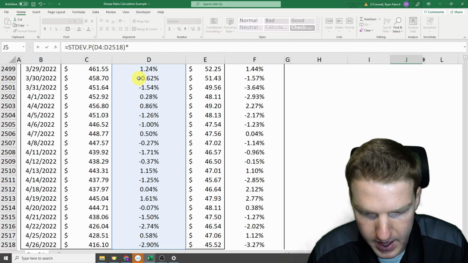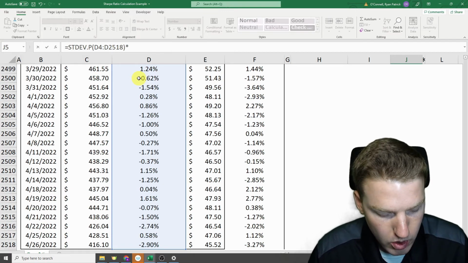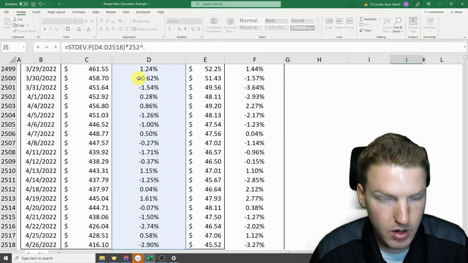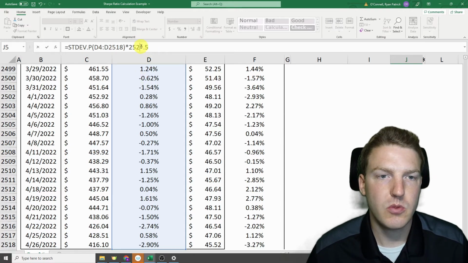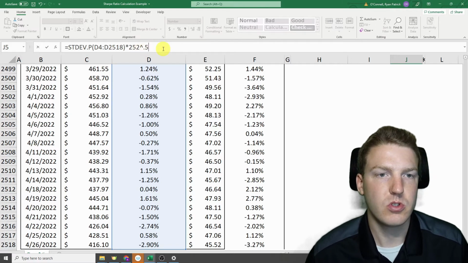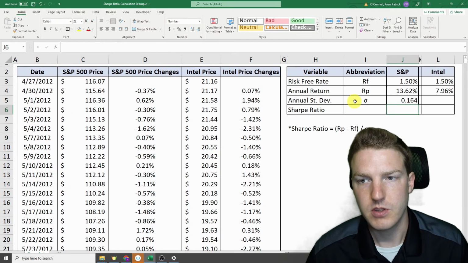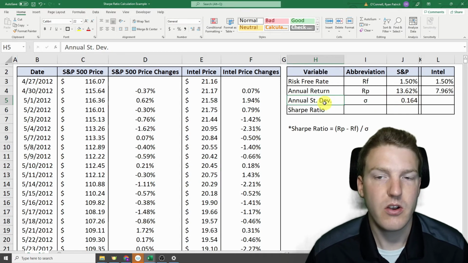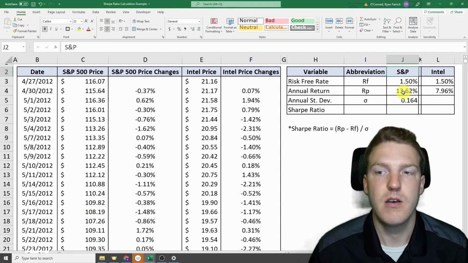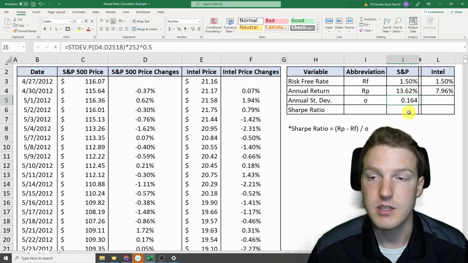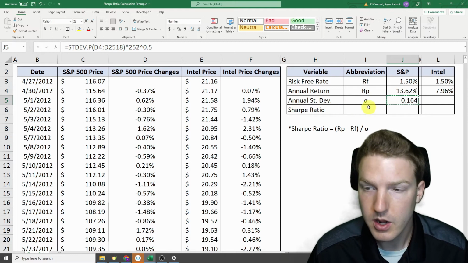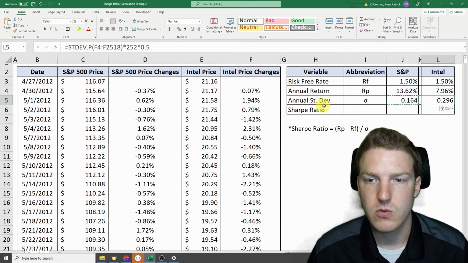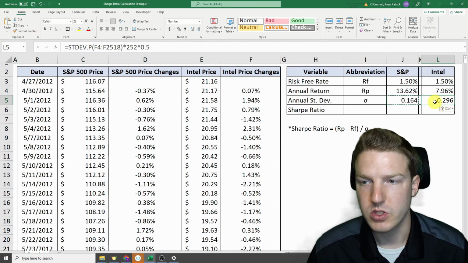And then we'll multiply that by 252, so the number of trading days in the year, to the power of 0.5. So taking it to the power of 0.5 is just a shorthand way to do square root. So we'll take the square root of 252. And so we find that the annualized standard deviation for the S&P 500 index or SPY, the ETF, is 0.164. We can copy that and paste it with Control V over here and find that the annual standard deviation of Intel is 0.296.